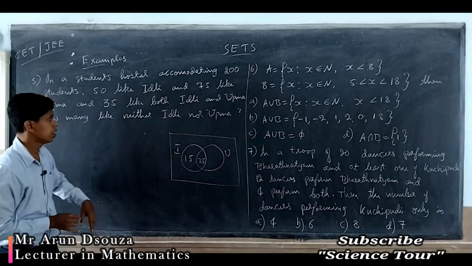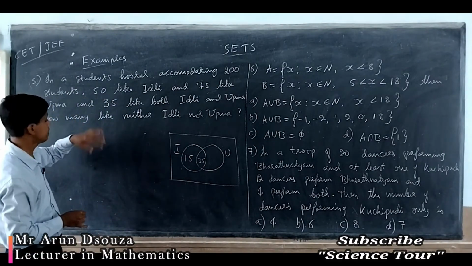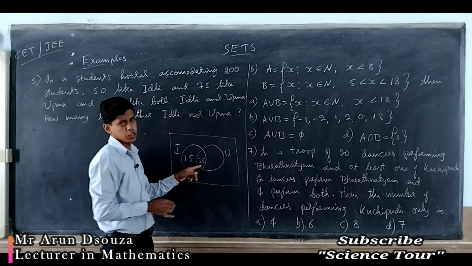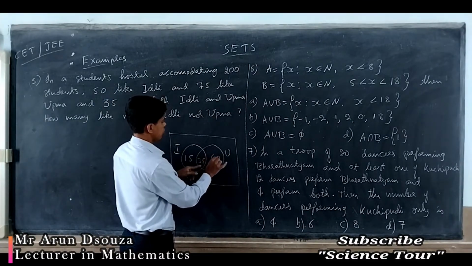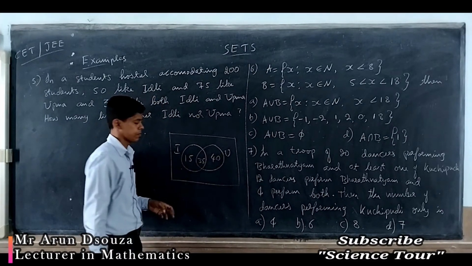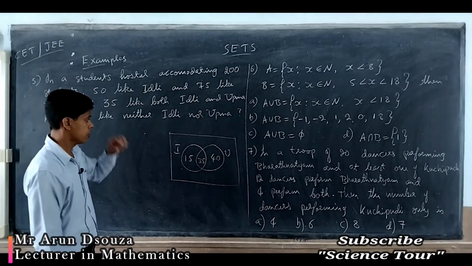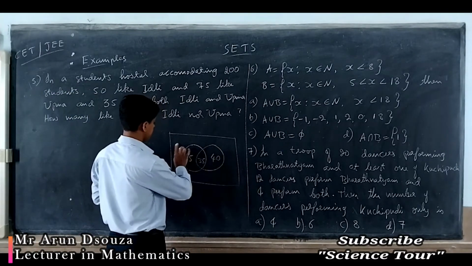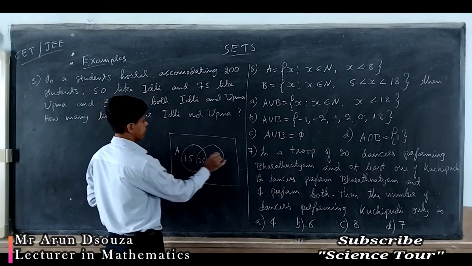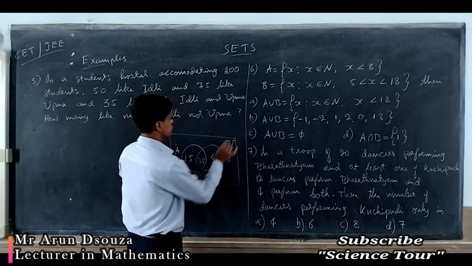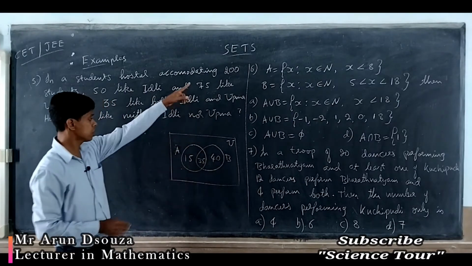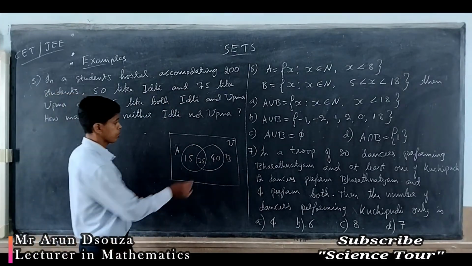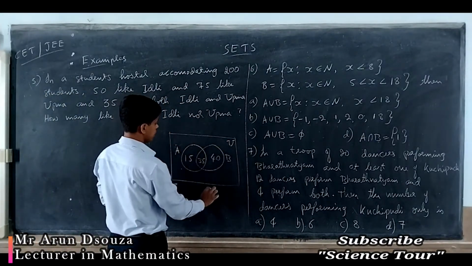Then upma. How many like upma? 75. Out of 75, 35 you have written here, so only 40 extra here. Now in the universal set, this is confusing, right? So I'll write A and B. This is the universal set. In the universal set, there are totally 200, so in the rectangle there are 200.